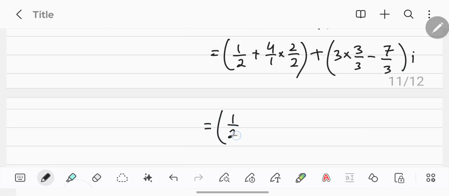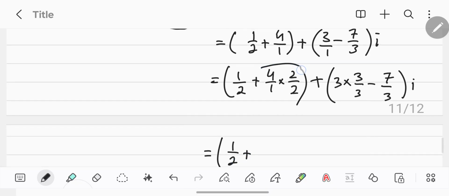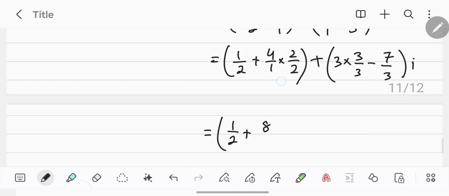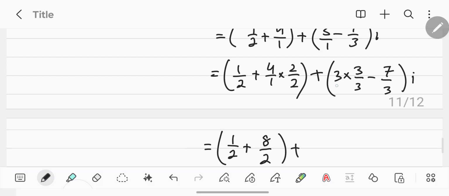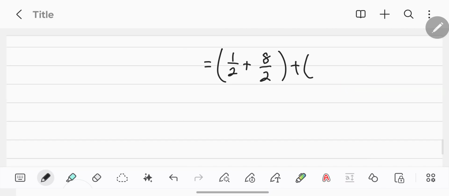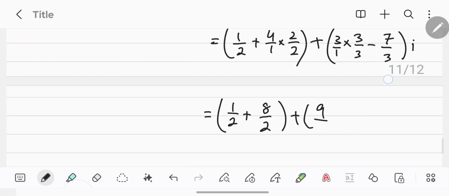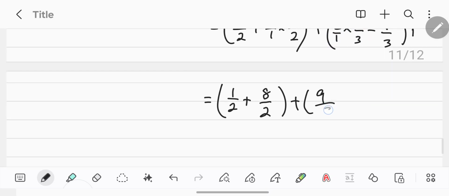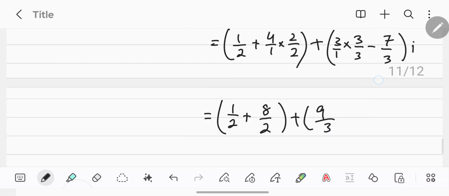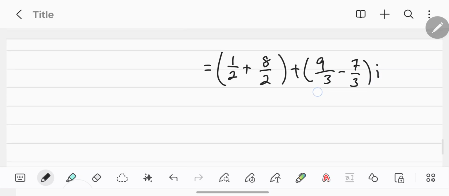Here you have 1 by 2 plus, multiply these two terms, it is 8, and multiply these two terms, it is 2, plus it was 3 by 1. Okay, multiply these two terms, which is 9. Now multiply these two terms. 3 times 1 is 3. Okay, so minus 7 by 3 iota.